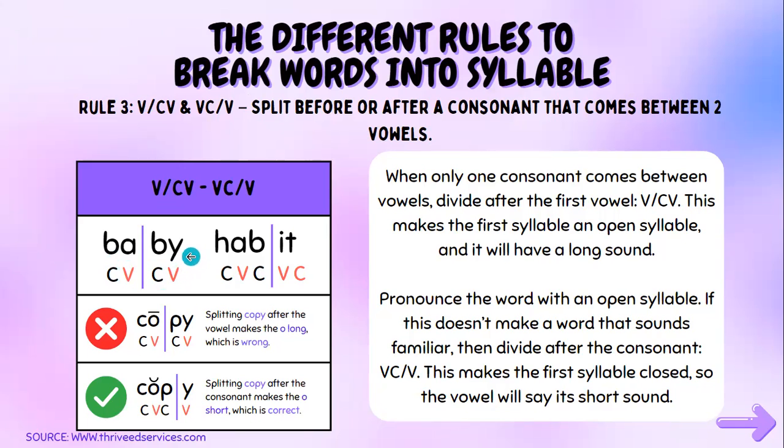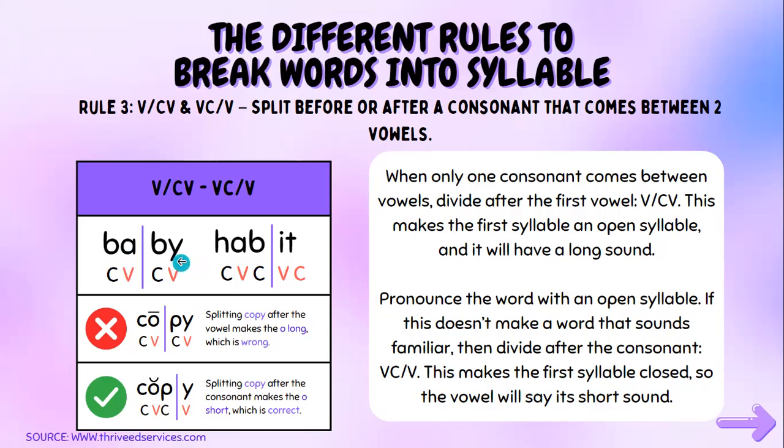And you may think Y is a consonant, but usually we treat it as a vowel because it makes a vowel sound. And here the vowel sound is E, which is a short I sound. So in the word baby, how would we know where to split the word? We could split it between the BAB and the Y. Or we could split it between the BA and the BY.